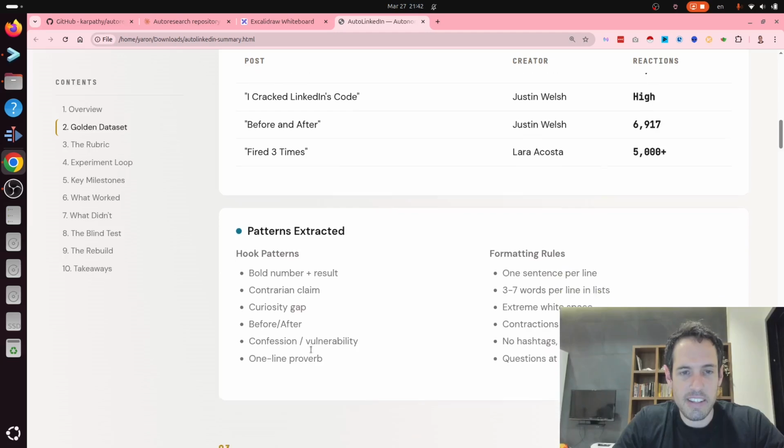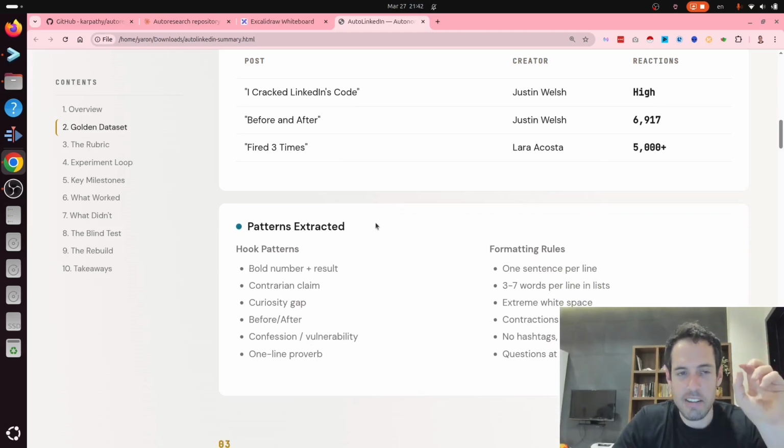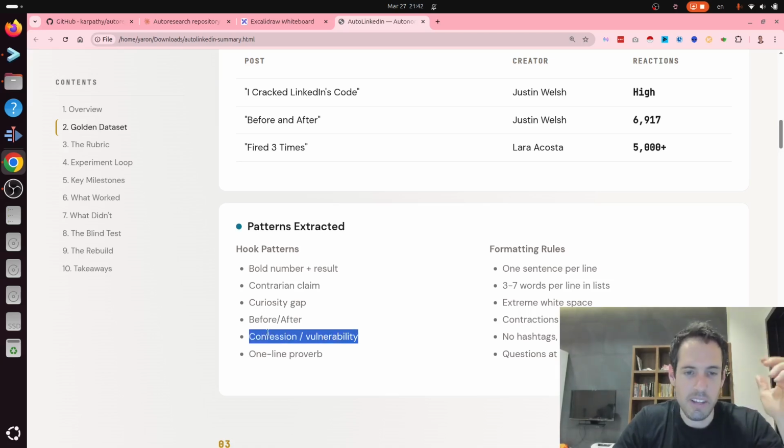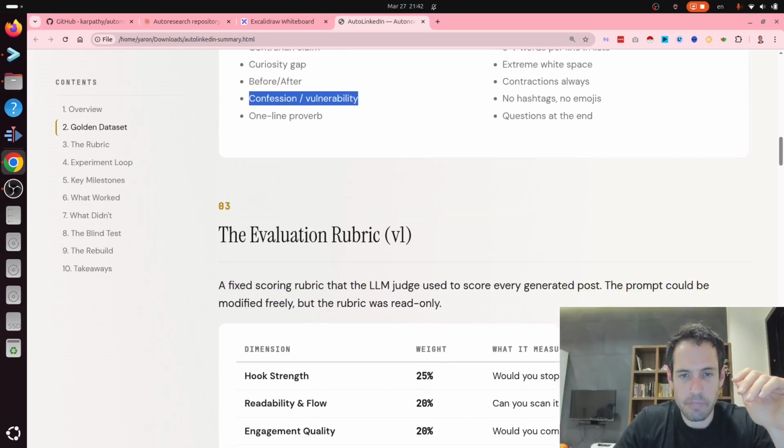So after building the dataset, we analyzed these 15 posts and we extracted some patterns. So hook patterns: bold number plus result, contrarian claim, creating a curiosity gap, and some hooks contained before and after, some showed vulnerability or opened with a confession or a one-line verb. In terms of formatting: 1 sentence per line, 3 to 7 words per line, in list, extreme white space, contractions always, no hashtags, no emojis, question at the end.